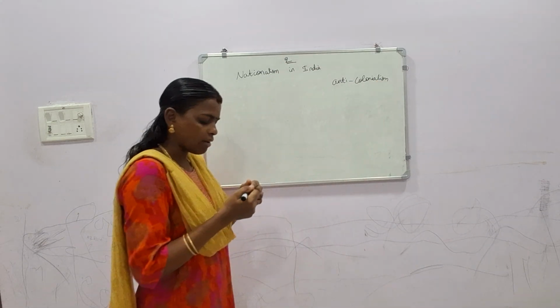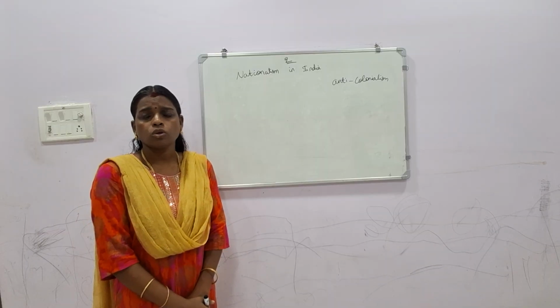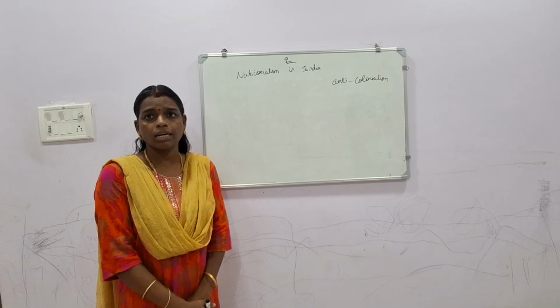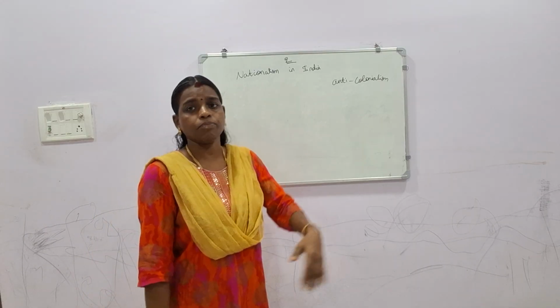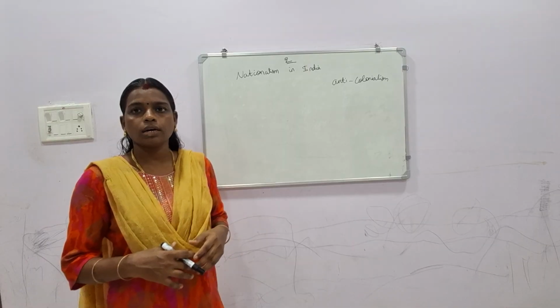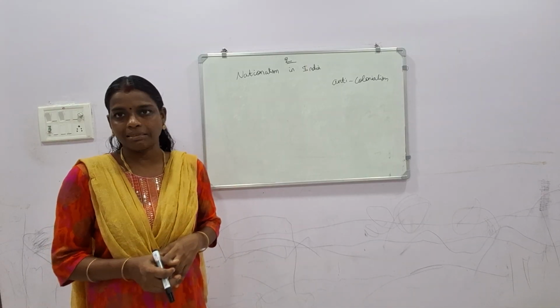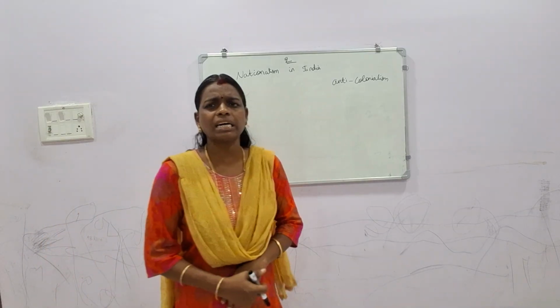Anti-colonialism means we had colonial rule. Actually, we were under the control of the Britishers. So, what kind of rule was given by the Britishers? That was colonial rule, that was colonialism. Anti means against. So, all the people joined together. We fought against the British rule and we demanded freedom from their hands. That is how nationalism in India started, with anti-colonialism.